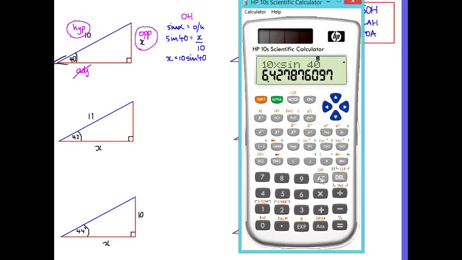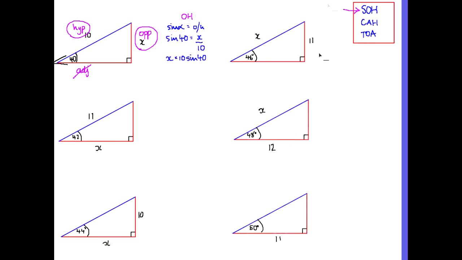And I want you to see that that answer of 6.42 and the rest of them is the same as 10 sine of 40. The calculator already knows that there's a times sign there, which wasn't before, but it gives exactly the same answer. So we don't need to write the times in. And so there we have it. The answer is x is equal to 6.43 to 3 sig fig.